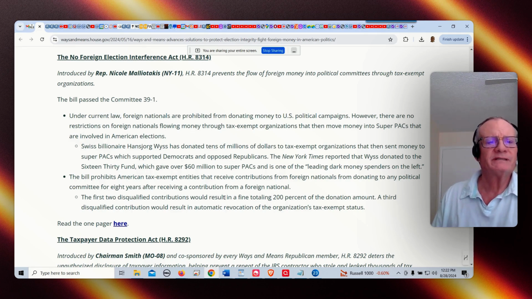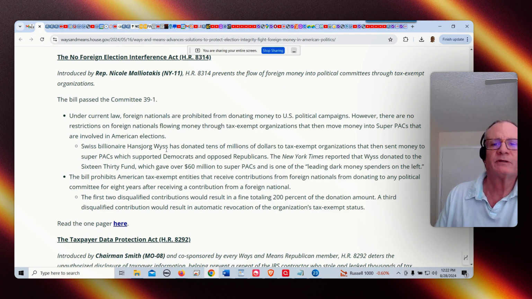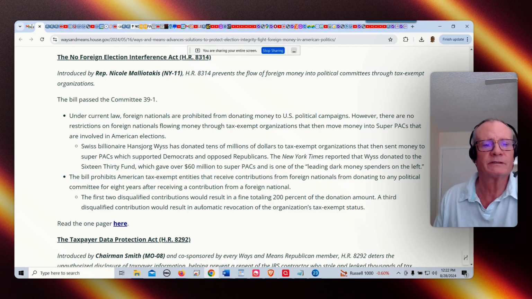And it prohibits American tax-exempt entities that receive contributions from foreign nationals from donating to any political committee for 8 years after receiving a contribution from a foreign national. So why is this? Well, this Swiss billionaire donated millions of dollars to tax-exempt organizations in the United States, and then they sent money to super PACs, and it supported one team more than the other, and so they felt like this was unfair to allow this foreign money to influence the U.S. like that.